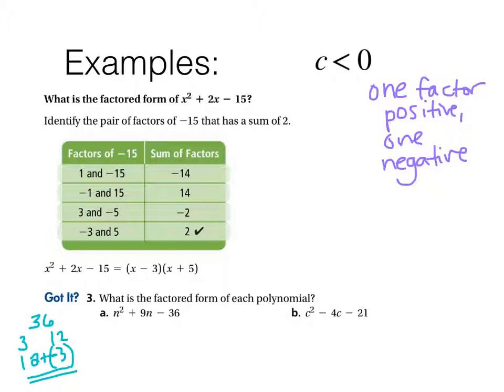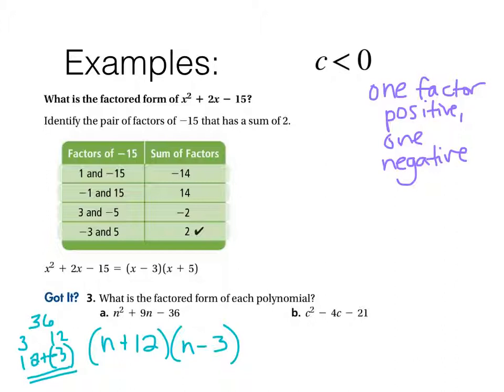So instead of looking for factors of negative 36, I thought, well, how about factors of 36? But when I subtract, I get 9. Then I just have to remember to make sure my bigger number, in this case, that's the 12, is the positive, so that when I add these two, I get a positive 9. So we have n plus 12 and n minus 3. How about this one? Factors of negative 21 that add up to negative 4.